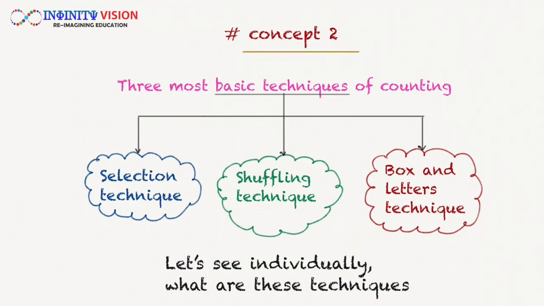In this concept, we are going to talk about 3 most basic techniques of counting. We call the first technique the selection technique, the second technique the shuffling technique, and the third technique the box and letters technique. Let's see individually what these techniques are.